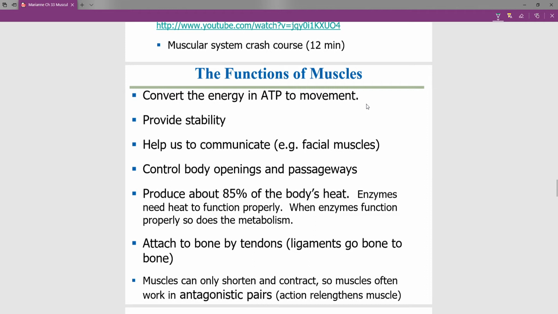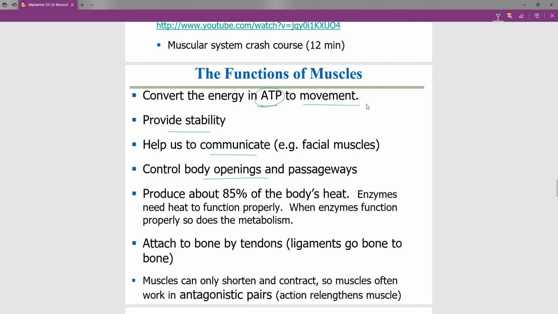So the basic function of your muscles is to convert energy into movements, or convert ATP and the energy in the ATP molecule into physical movement in your body. Your muscles help provide stability. They help us communicate. You can think of that with your facial muscles or your body language. And muscles also control body openings. We're talking about voluntary and involuntary muscles in your muscular system.